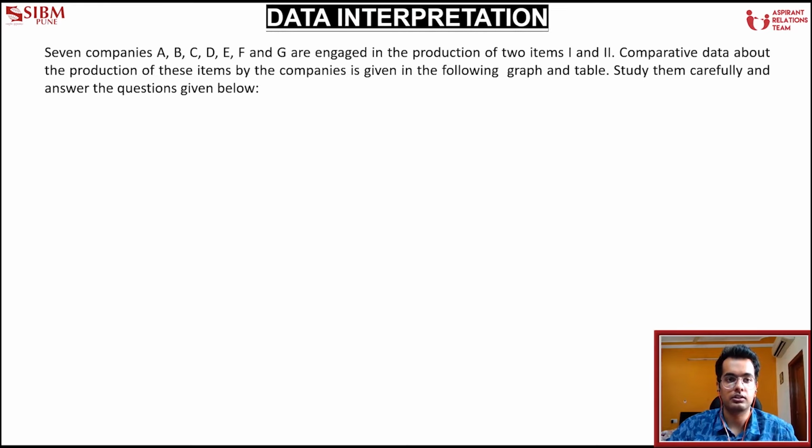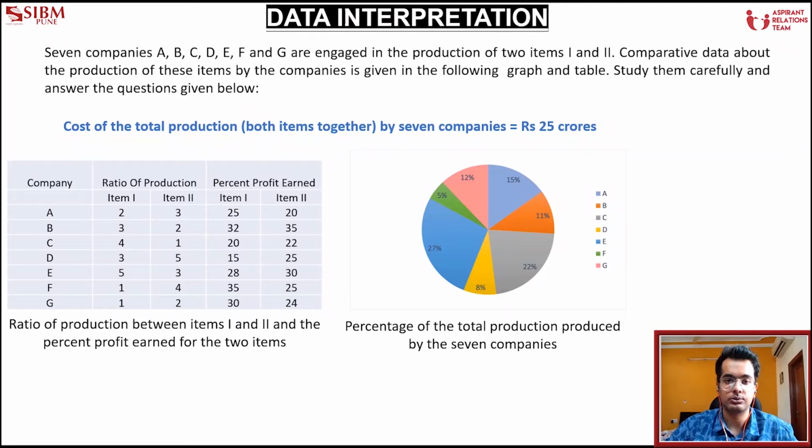So the premise is 7 companies A, B, C, D, E, F and G are engaged in the production of 2 items 1 and 2. Comparative data about the production of these items by the companies is given in the following graph and table. Study them carefully and answer the questions given below. So these are the 2 data sets. First one is a table. For all the 7 companies, we have the ratio of production for item 1 and item 2. So for example, for company A, item 1 is to item 2 is 2:3. That's how we'll interpret it.